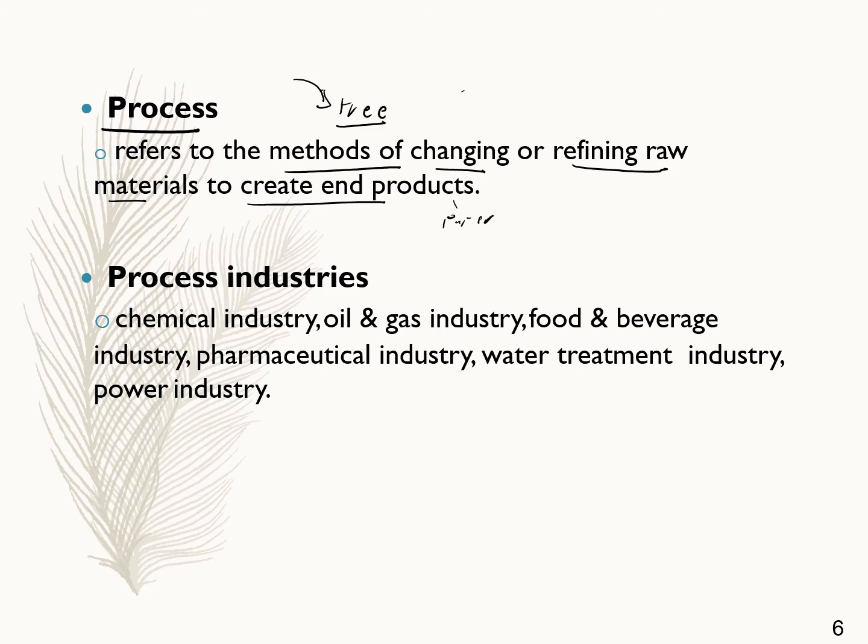Okay, next is process industry. So in general, in a wider view, we have many types of process. So this process also has a few types of industries. For example, chemical industry, oil and gas industry, food and beverage industry, pharmaceutical industry, water treatment industry, power industry. Actually, there are a lot of industries we have in Malaysia. It's not limited to what I list inside this slide.